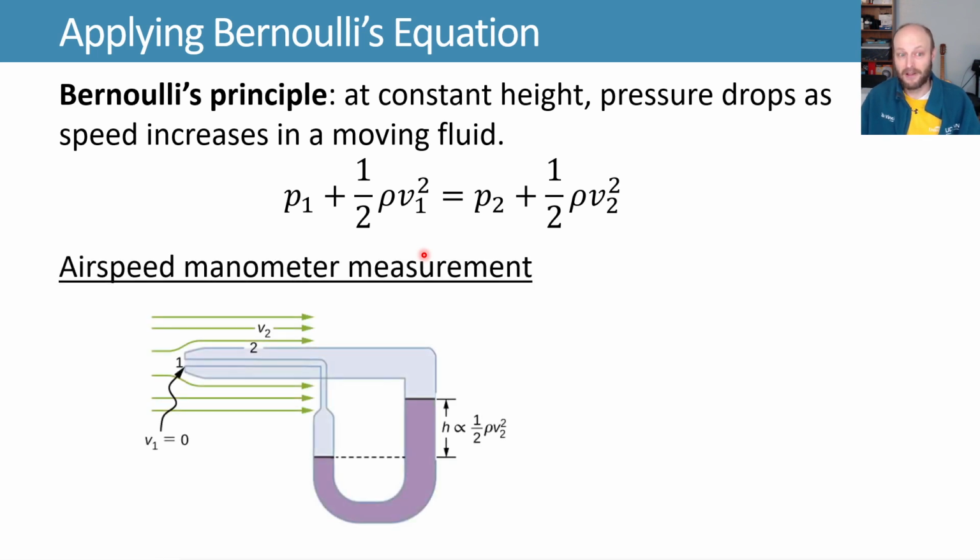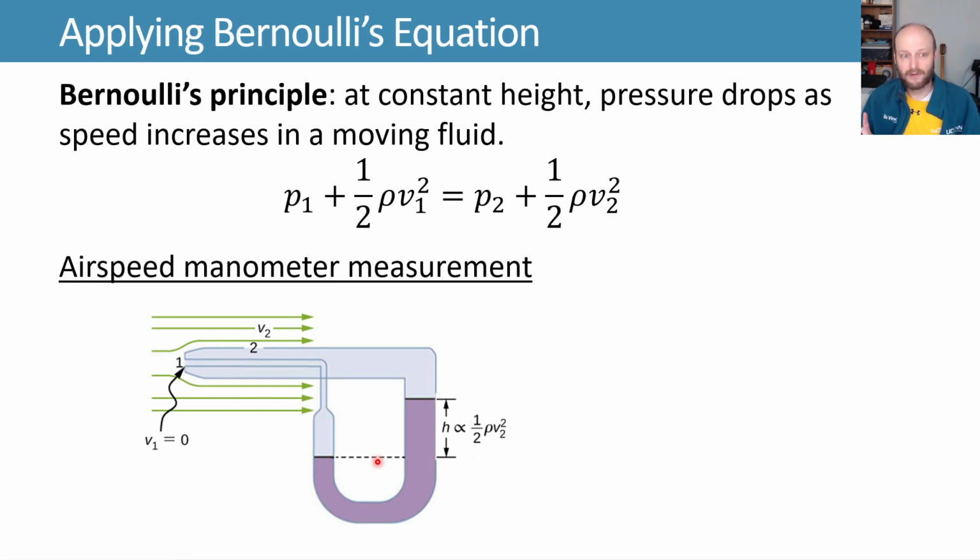Here's an example with an airspeed manometer. If you've ever seen on a plane, a little tube sticking out, you can measure your airspeed using this device. It's a manometer, as we saw before, where you have a height difference here, and that height difference is proportional to the speed of flow. You measure the height difference and figure out the flow from that. But how does it work?